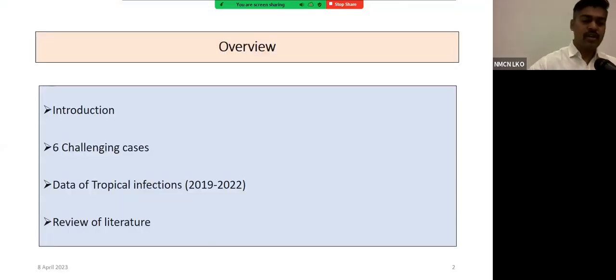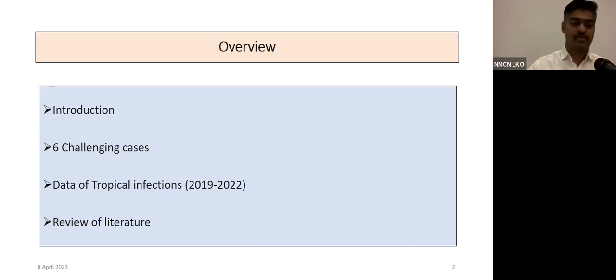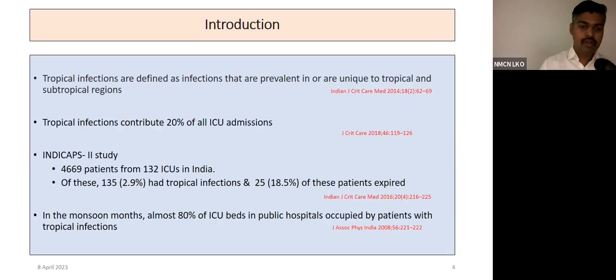So, I will start with the introduction, followed by my team presenting the 6 challenging cases, followed by data on tropical infection in our ICU of the last 4 years, and followed by a review of literature. So, tropical infections are defined as infections that are prevalent or unique to the tropical and subtropical regions.